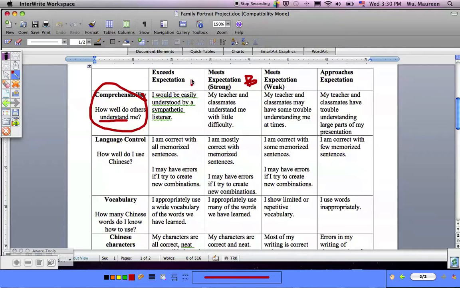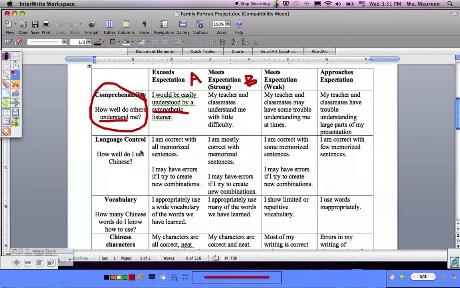If you exceed expectations, and that would be like an A, it means you would be easily understood by a sympathetic listener. In our class, we're all talking about family. But a sympathetic listener would be someone who's used to listening to learners of Chinese, but maybe doesn't have the context that we have. Like, we all know we're talking about family. If you could be understood by someone, then that's an A.